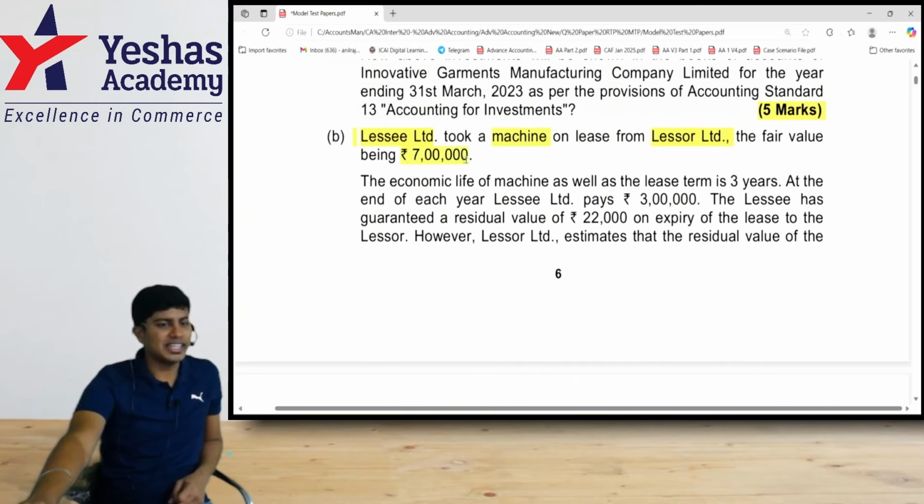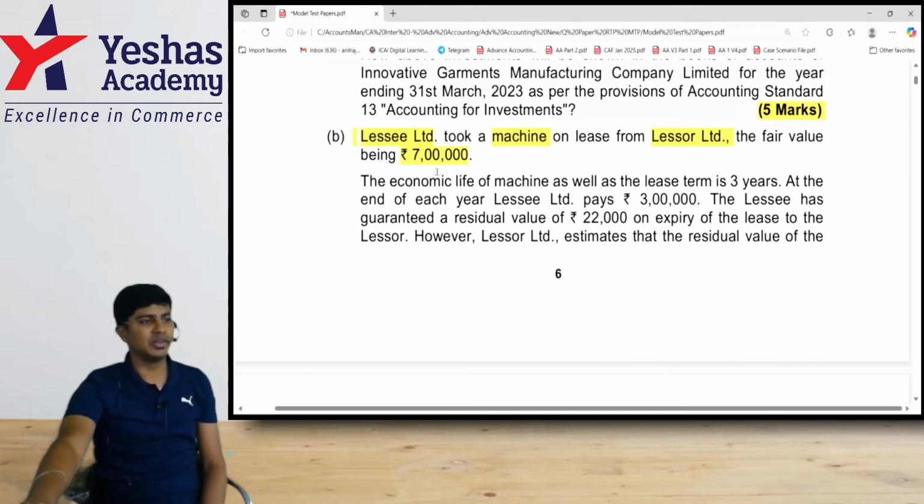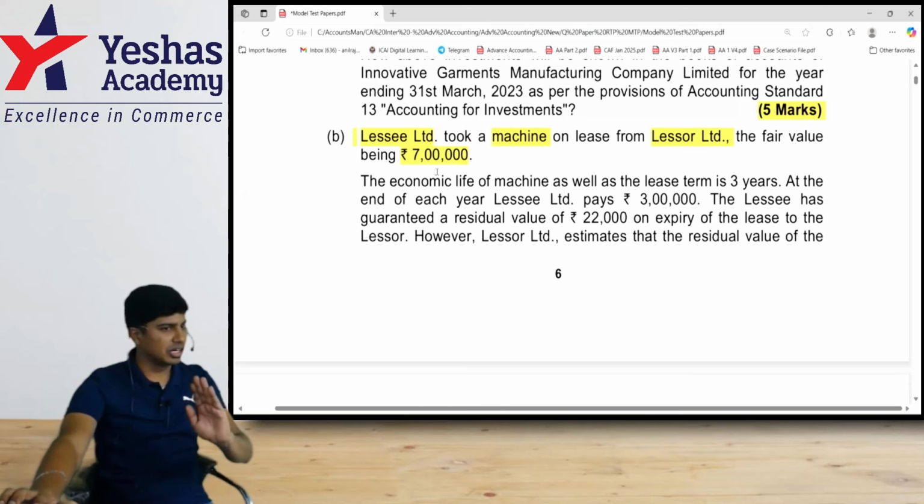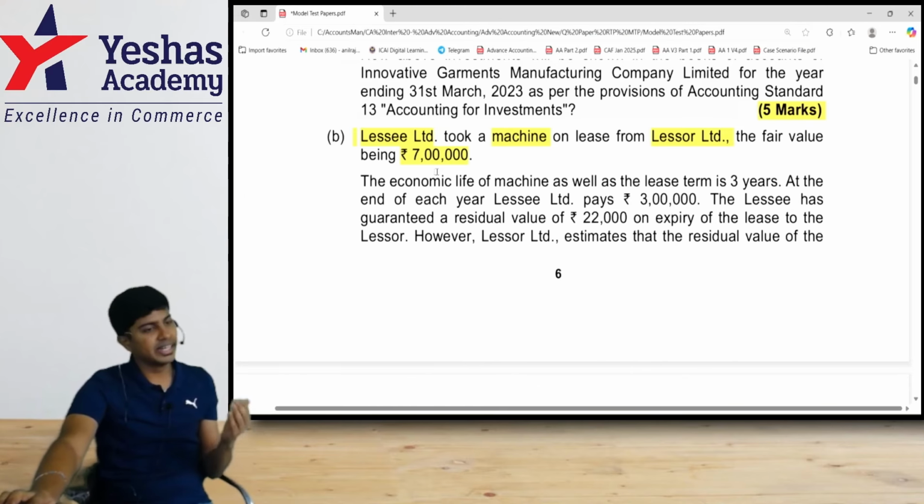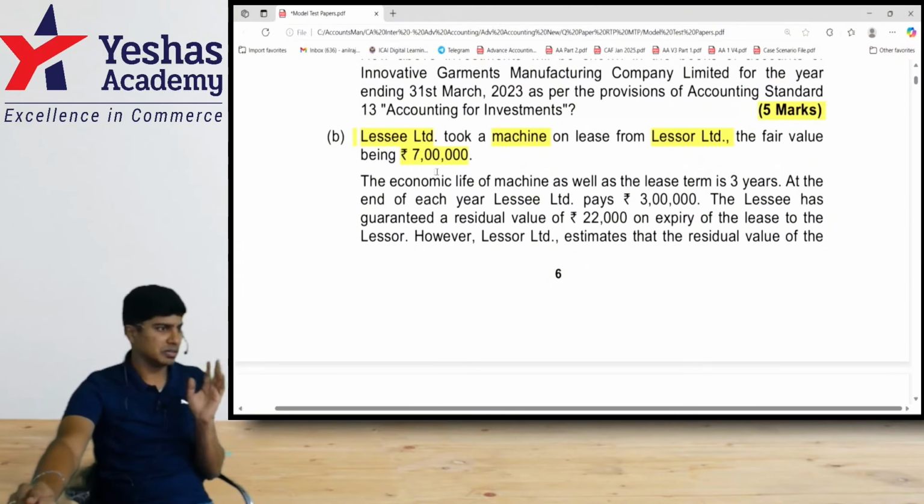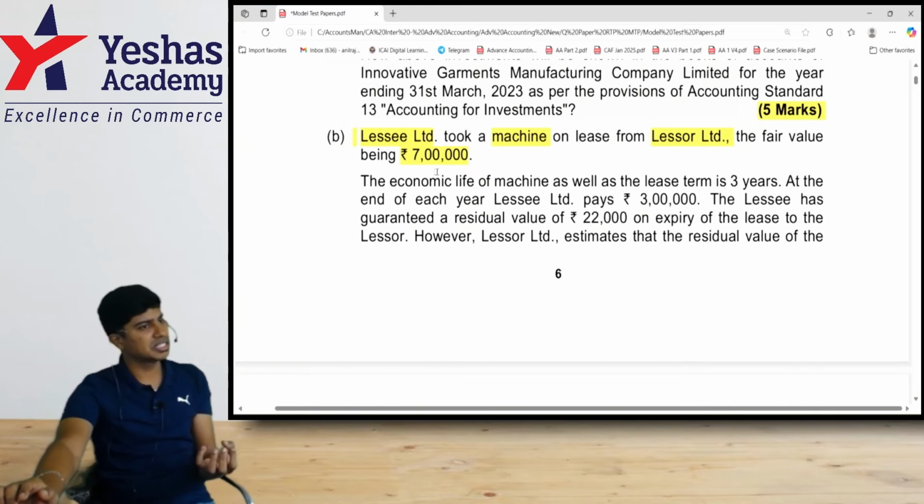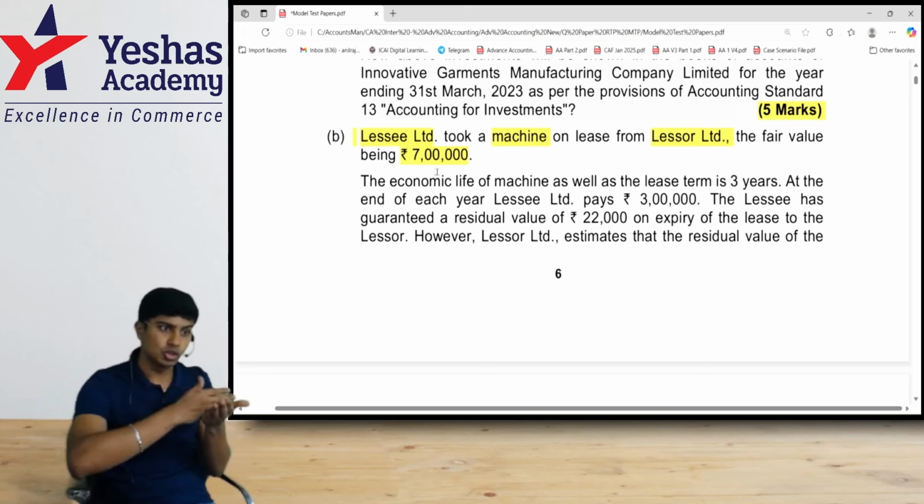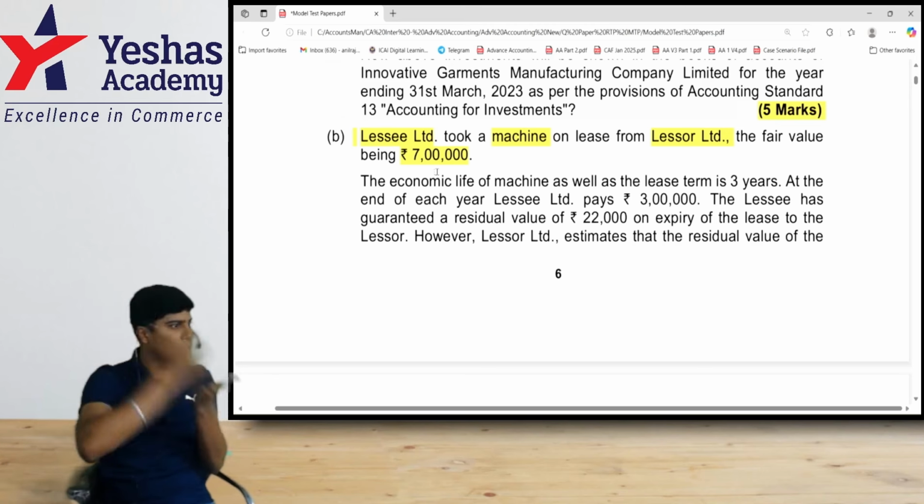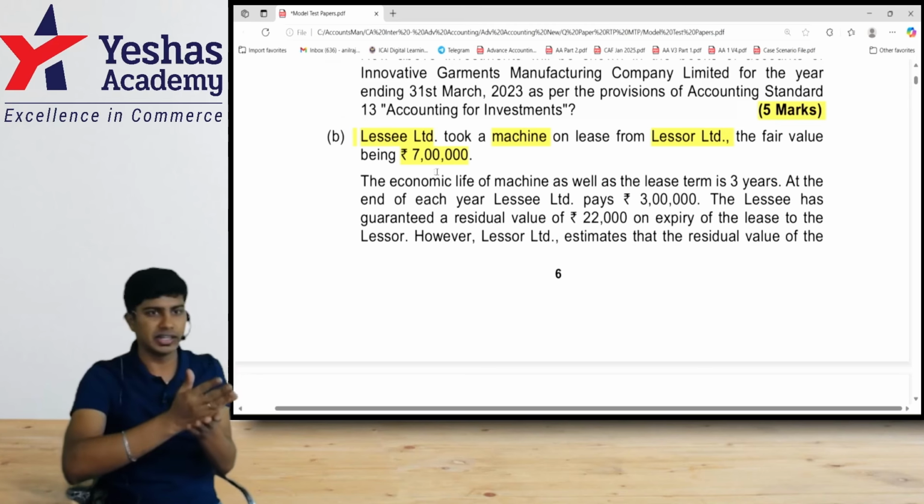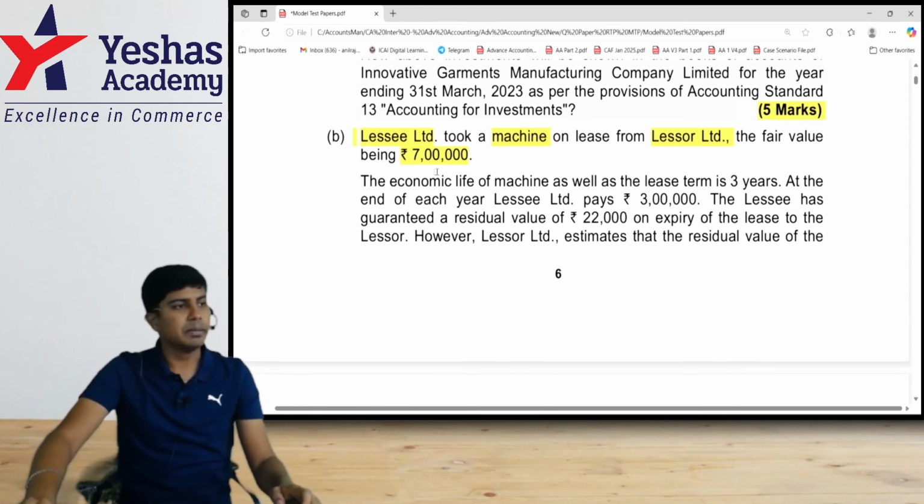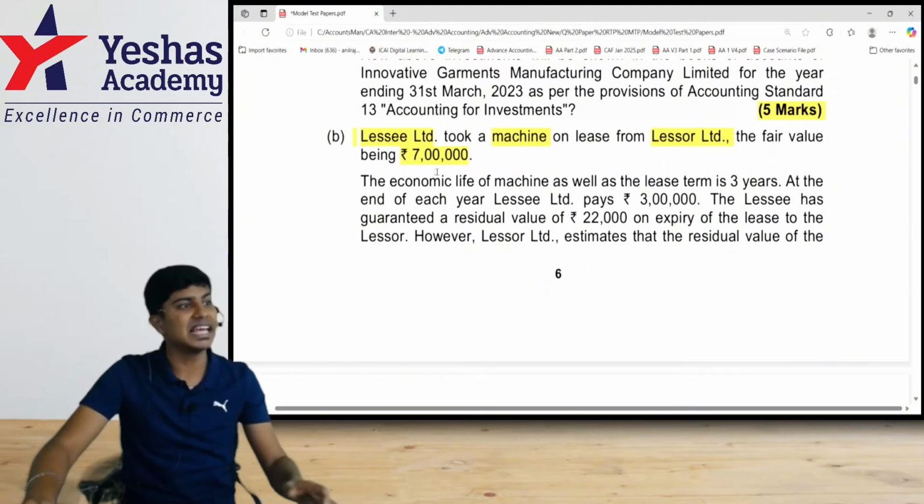Fair value of the asset is 7 lakh. What do you mean by fair value? If you don't give it on lease and you sell it, then it will be sold at 7 lakh rupees. But it is given on lease. Lease means the asset will be given at the beginning, but the consideration will be received not at the beginning, but throughout that period of lease. So it will be broken into smaller parts and then consideration will be collected. The person who's giving the asset is lessor, the person who's receiving the asset is lessee.